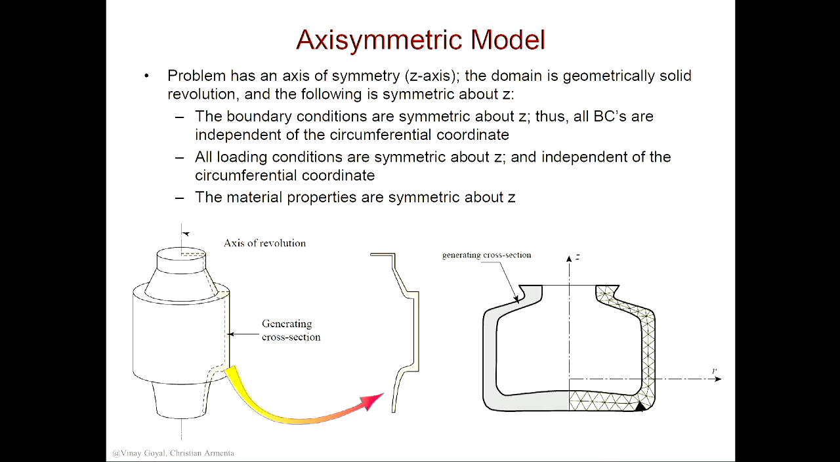Typically, the boundary conditions are symmetric about the axis of revolution. And all the boundary conditions are independent of the circumferential coordinates. So all the boundary conditions are typically either radial or along the length of the cylinder. The material properties tend to be symmetric as well. Abaqus does provide, and other codes like Nastran do provide, a generalized axisymmetric modeling approach, which allows you to apply torsion, which is, you can apply a load that's basically in the circumferential direction. They do have a specialized element for that.